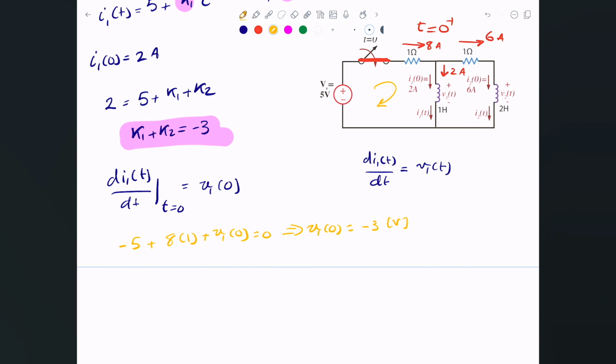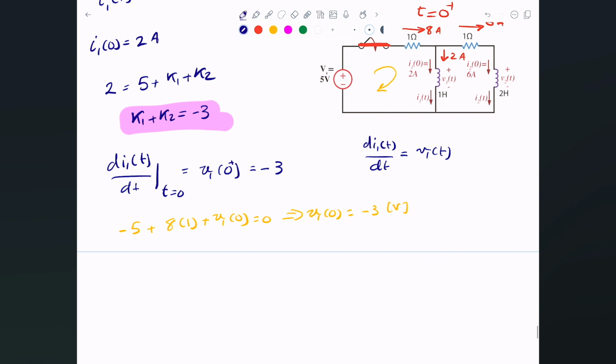All right, so now we can substitute this here by negative 3, and we can continue from there. So negative 3 volts, this is of course V1 at 0 plus. Remember, the voltage across an inductor can be different between 0 minus and 0 plus. We just computed it at 0 plus now. Okay, all right, so where are we?